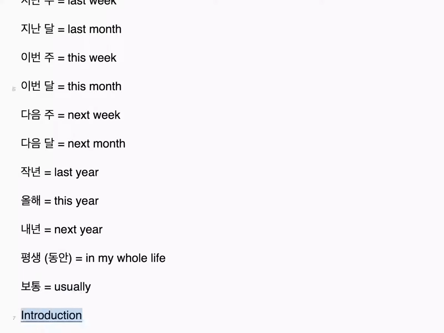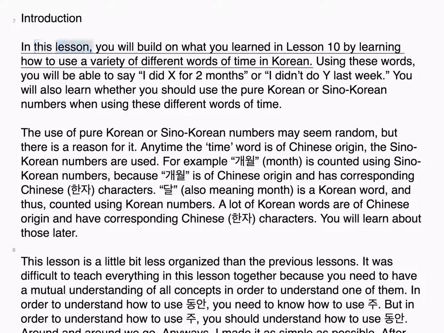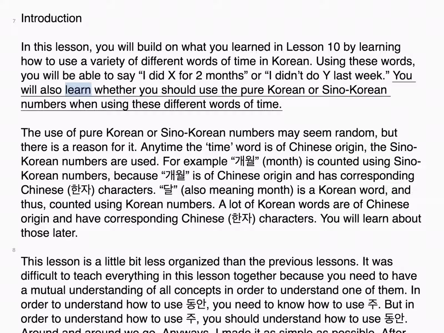보통 = usually. Introduction. In this lesson, you will build on what you learned in Lesson 10 by learning how to use a variety of different words of time in Korean. Using these words, you will be able to say I did X for 2 months or I didn't do Y last week. You will also learn whether you should use the pure Korean or Sino-Korean numbers when using these different words of time.